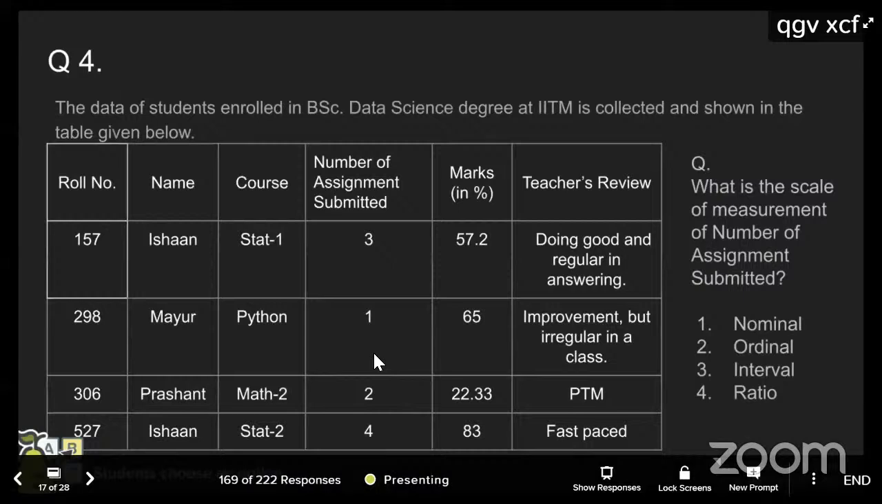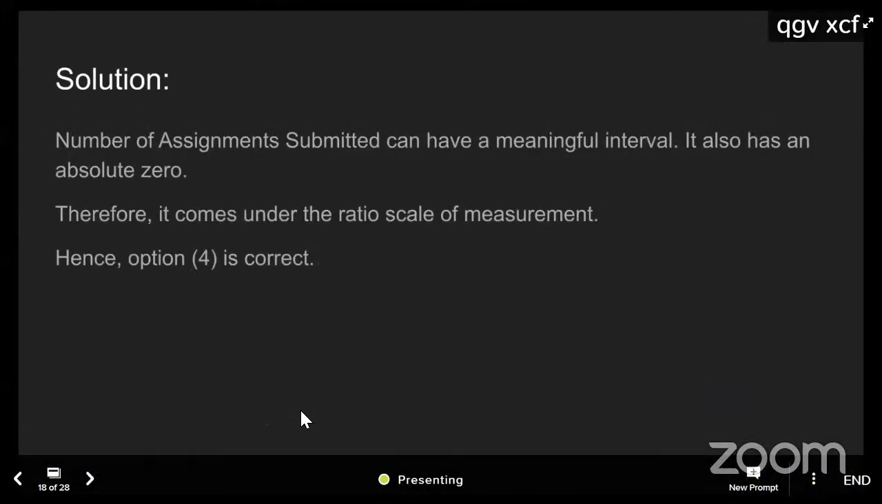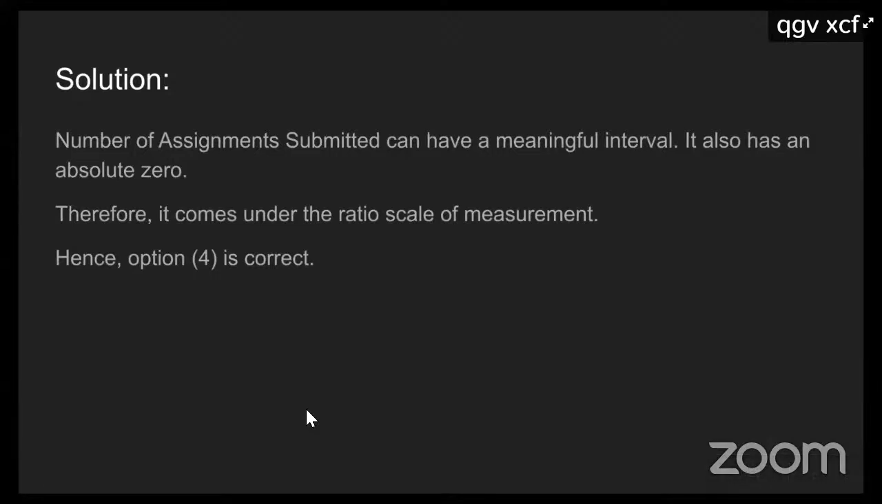Suppose I say 0 number of assignments. For example, Prashant has submitted 0 assignments, that means he has submitted no assignments. If zero has a meaning, then it is called the absolute zero property. Suppose I'm saying 0 degrees Celsius, then you cannot say there is no temperature. It means the absolute zero property is not satisfied. There is still some temperature.